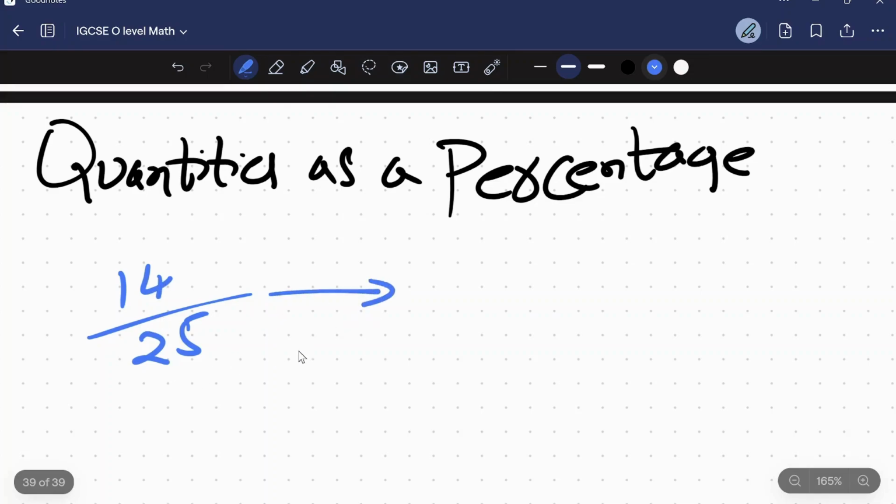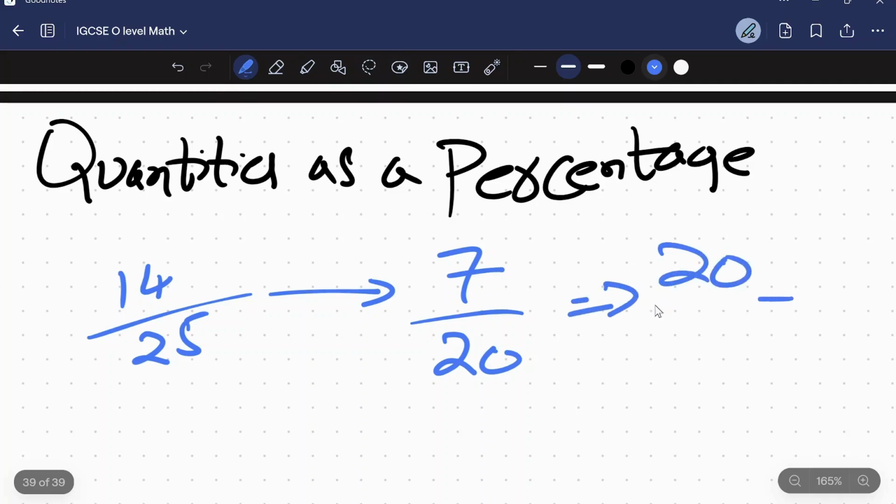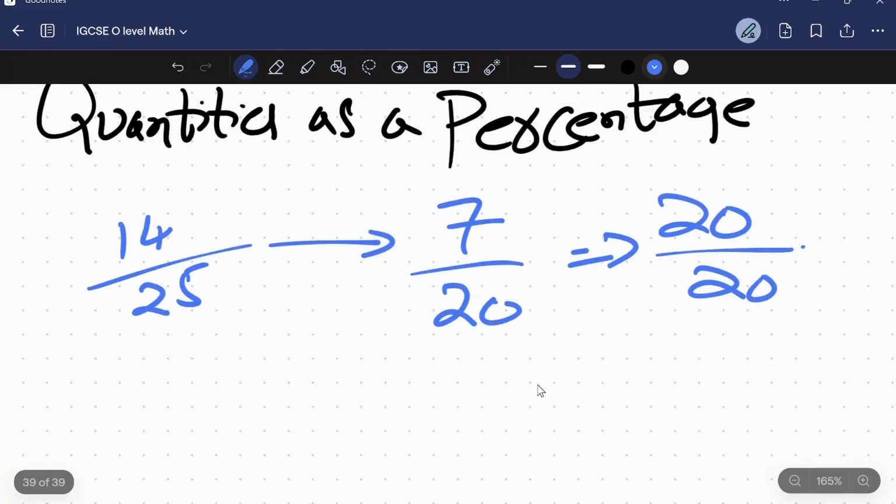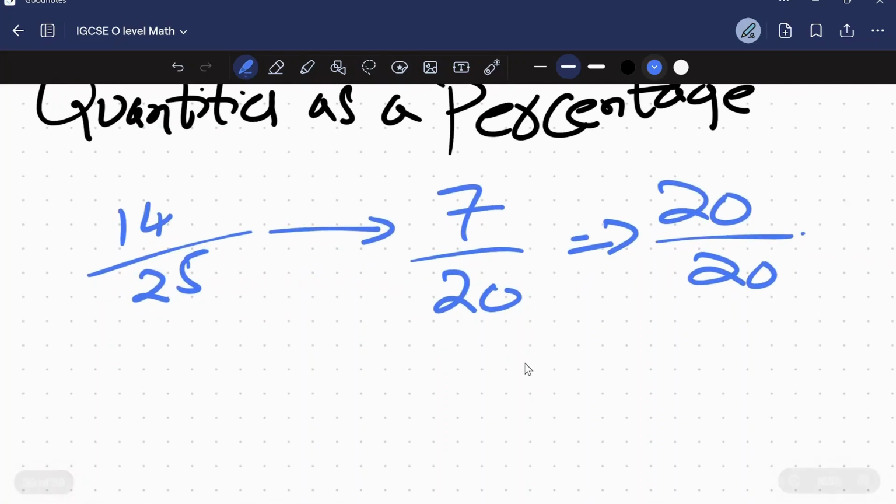So 14 out of 25, similarly 7 out of 20, these are all representations of a group of quantities out of something, not the total. If it is the total, then we are going to write 20 out of 20. Now, once we have the fraction, how do we represent these quantities as a percentage? First you form a fraction, and then you find the percentage of that quantity.